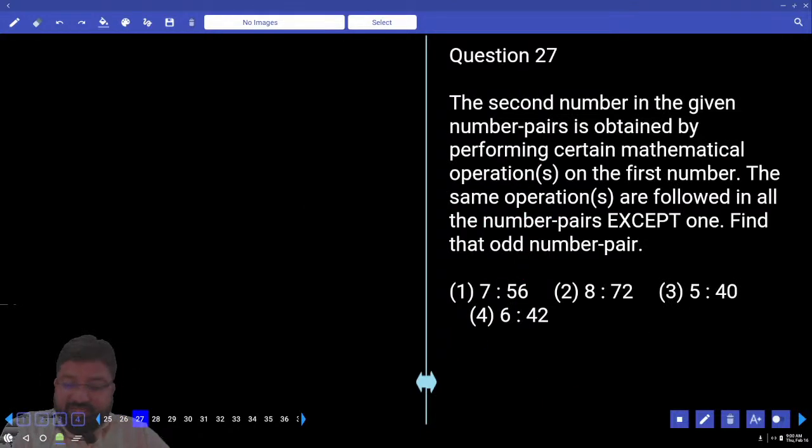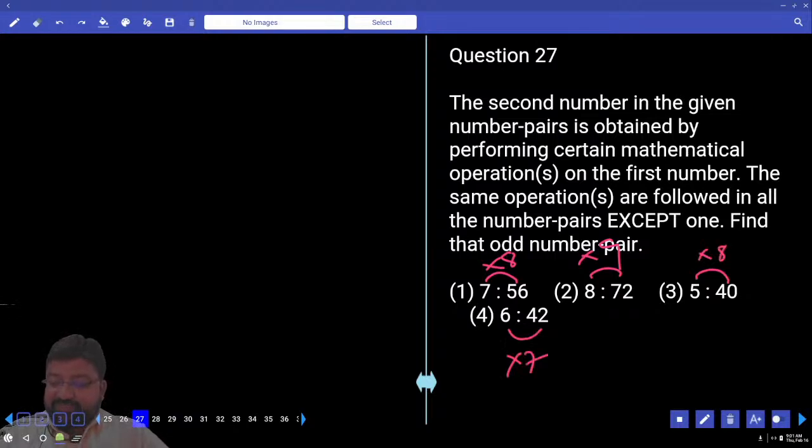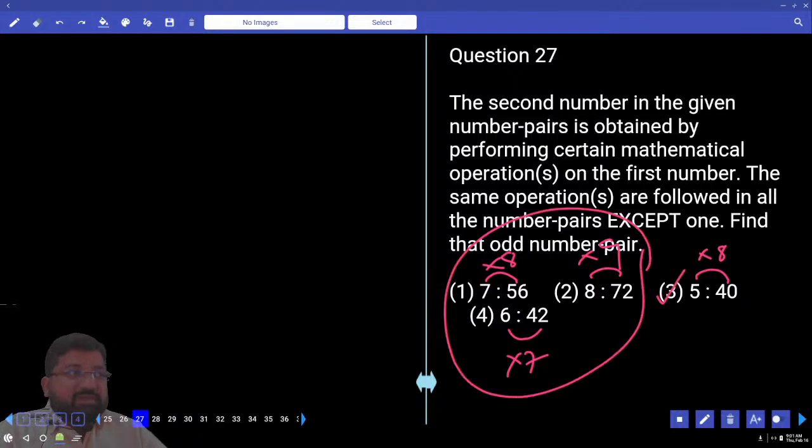Next is 7 and 56. Obviously 56 is a multiple of 7. How many times? 8 times. So this is a multiple of 9. What about this? This is a multiple of 8. And this is a multiple of 7. What should be my answer now? Third option. Because these 3 here are immediate next number multiplied by the next number.